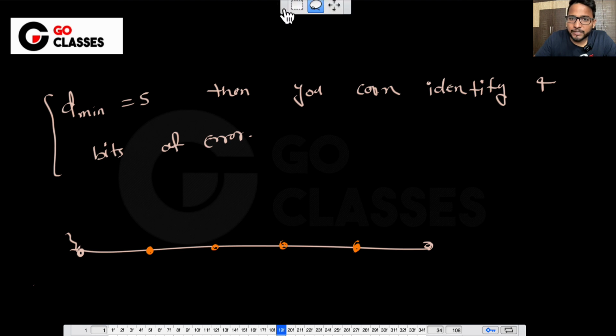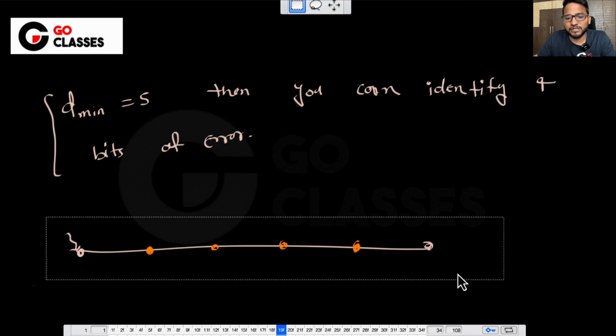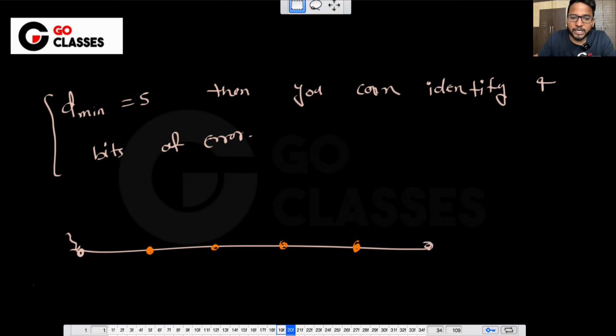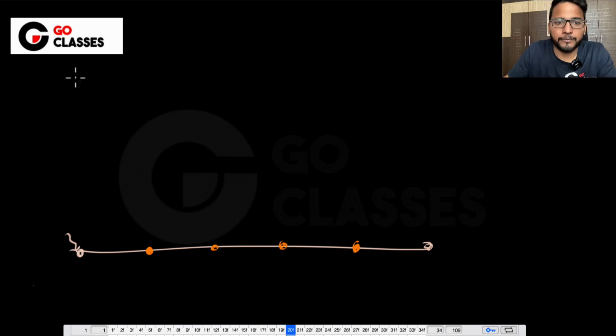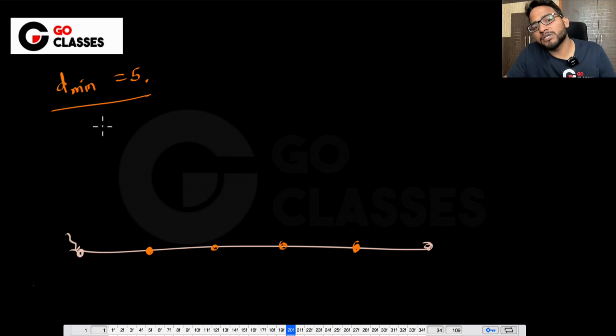So my question is, let's suppose I have the same scenario, where d minimum is, let's suppose, 5. And this is what I did as a user, as a programmer. I have generated the valid code words and I have agreed upon a protocol where the d minimum is, let's suppose, 5. It could be any other value, but for example, let's suppose it is 5. This is what I did as a programmer.